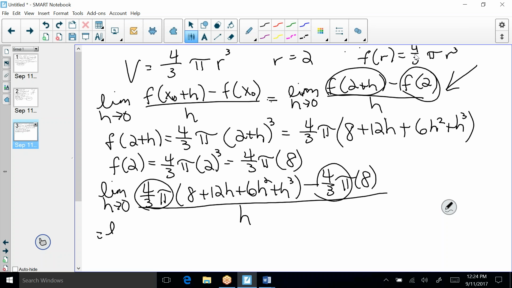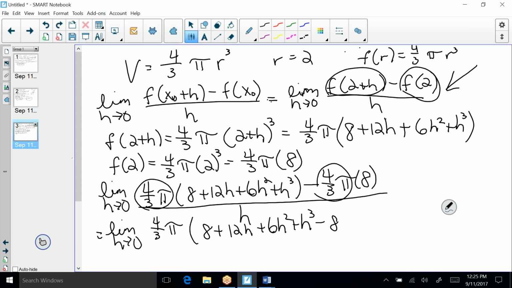So this is equal to the limit as h goes to 0 of 4/3 pi times 8 plus 12h plus 6h squared plus h cubed minus 8, and still divided by h.